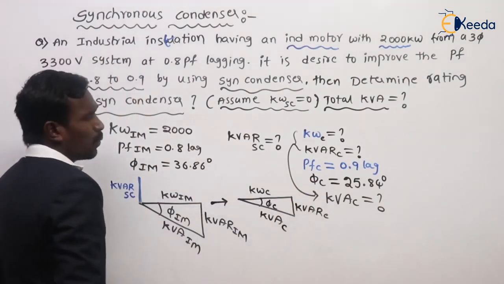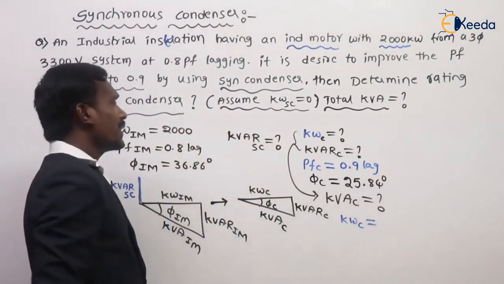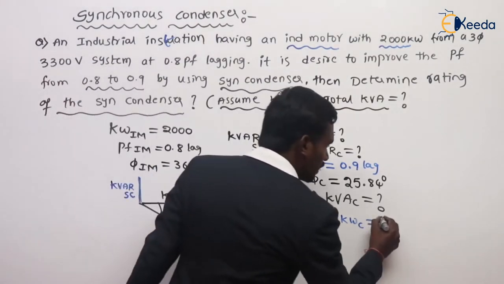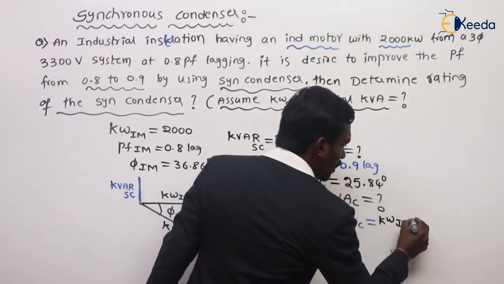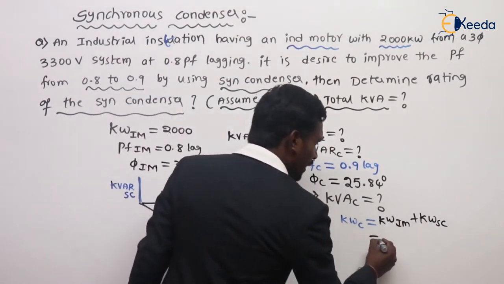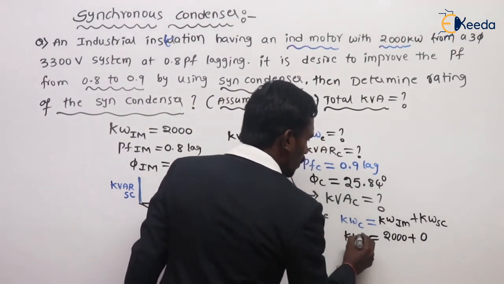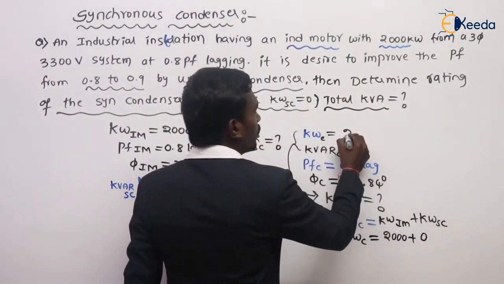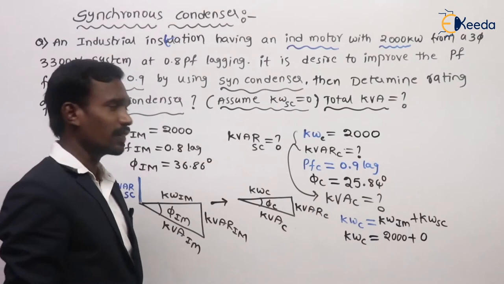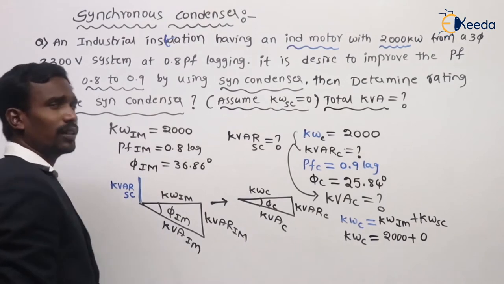So what is the combined kW? Combined kW is equal to kW of induction motor plus kW of synchronous condenser. That is, kW of induction motor 2000 plus synchronous condenser 0. So the combined kW is equal to 2000. It is clear, right?